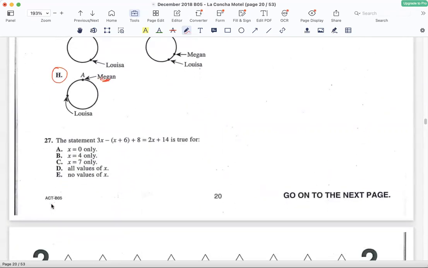The statement, this is true for 3x minus x plus 6 plus 8 is 2x plus 14. So 2x minus 6 plus 8, 2x plus 2 is 2x plus 14. So the coefficients of x are equal, but the constant terms are not equal. So no value will satisfy, no solution.